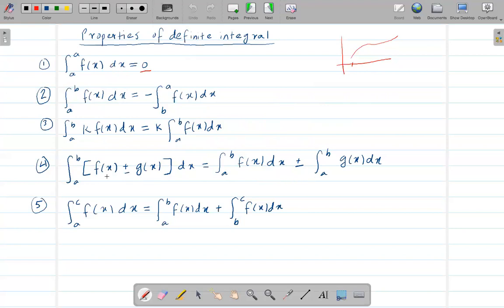So if you have two functions adding or subtracting to each other, then I can split this into two integrals like this. Okay, and also this one here, if we have integral from a to c, then we can also say this as well.